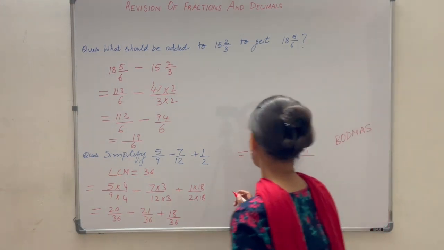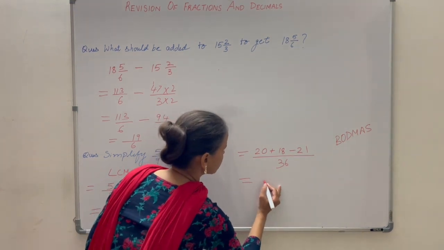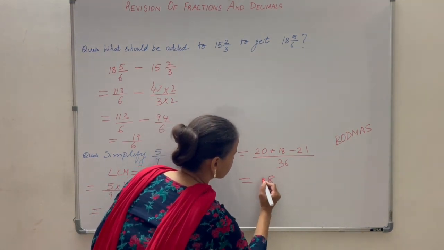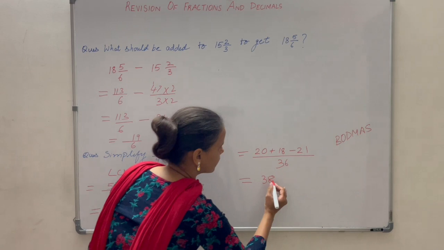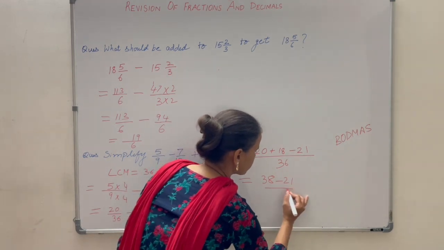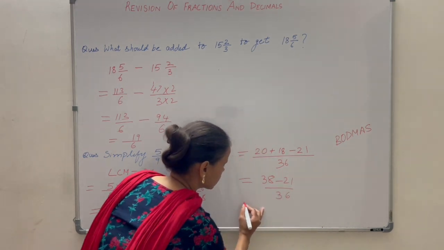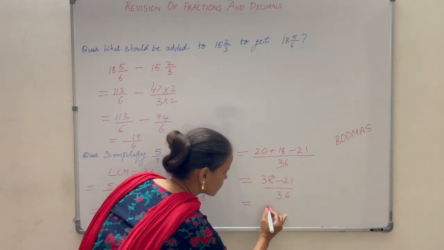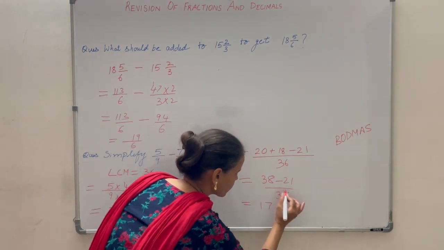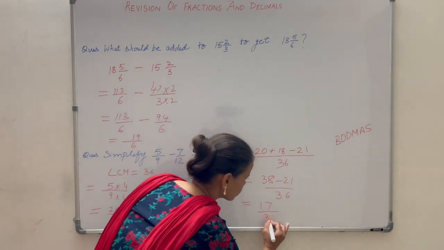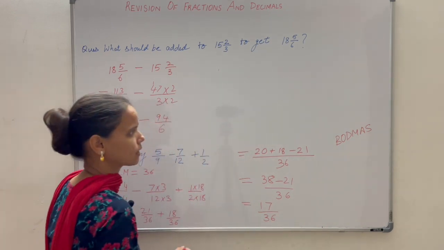So 20 plus 18 is how much? 38 minus 21 upon 36. So 8 minus 1 is 7. 3 minus 2 is 1. So 17 upon 36 is the answer.